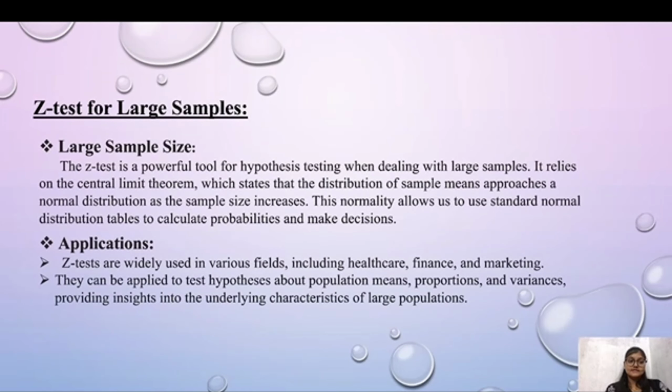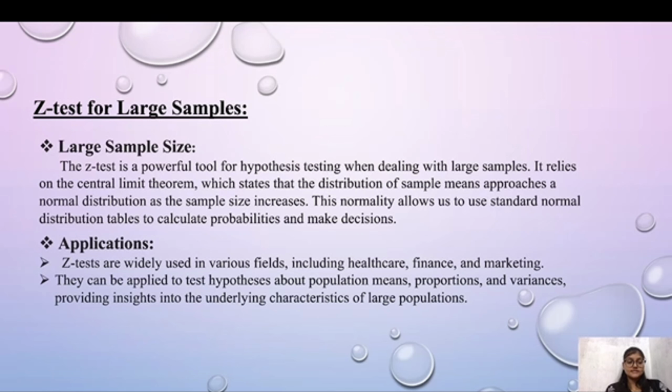Next we have the z-test for large sample size. The z-test is a powerful tool for hypothesis testing when dealing with large samples. It relies on the central limit theorem, which states that the distribution of sample means approaches a normal distribution as the sample size increases. This normality allows us to use the standard normal distribution table to calculate probabilities and make decisions.